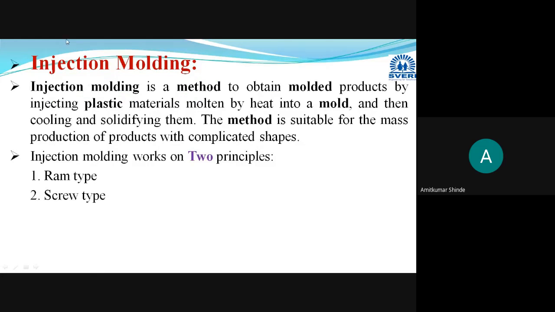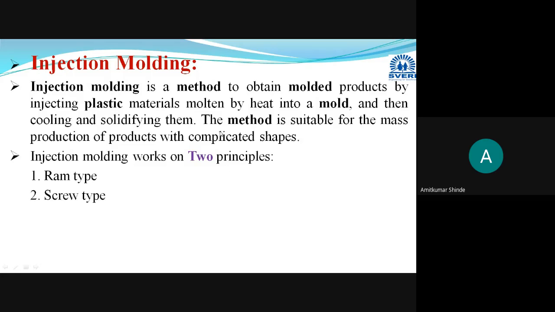This method is briefly explained in a few sentences here. Injection molding is a method to obtain a molded product by injecting plastic material molten by heat into a mold. Plastic material is converted into molten form by providing heat, and we inject it into the mold and then cool it for a sufficient period of time. Due to the cooling, it will get solidified, and it is ejected from the mold to obtain the final product.